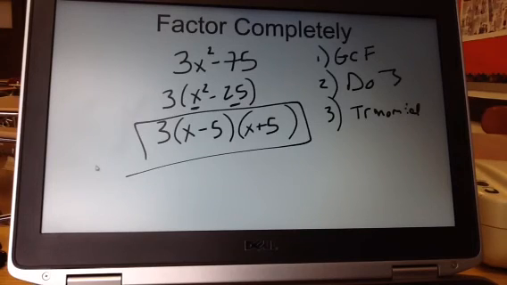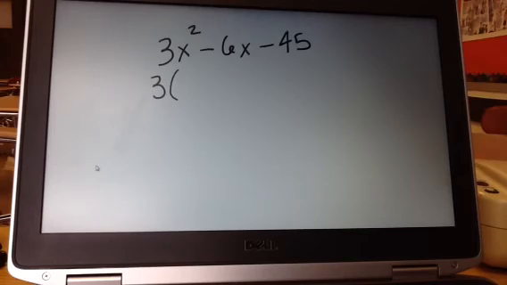One more example, it may look something like this. 3x squared minus 6x minus 45. I ask myself if there's a GCF, and the correct answer is yes. I'm going to pull out a 3 and be left with x squared minus 2x minus 15.